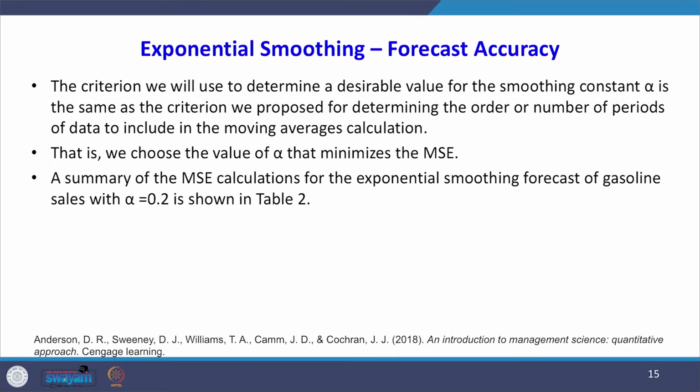The criterion we will use to determine a desirable value for the smoothing constant alpha is the same as the criterion we proposed for determining the order, or the number of periods of data, to include in the moving average calculations. The order is k. That is, we choose the value of alpha that minimizes the mean squared error. A summary of the mean squared error calculation for the exponential smoothing forecast of gasoline sales with alpha equal to 0.2 is shown in the table that I have already explained.